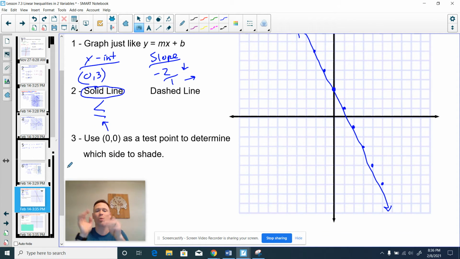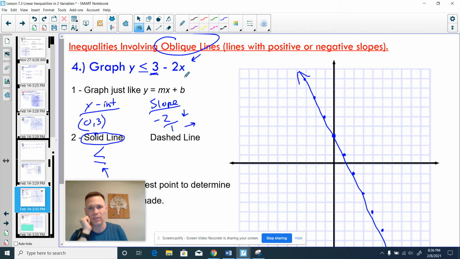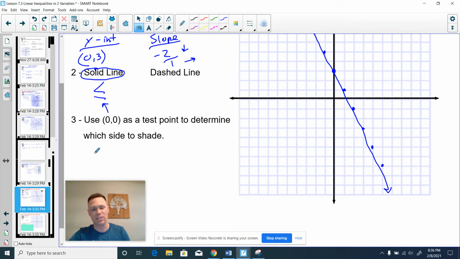And now here's what we're going to do to determine shading. Before, if it's a horizontal or a vertical line, that's really simple to know, like, I'm shading above this number, so it's going to be greater than, or I'm shading below, it's going to be less than. But if it's an oblique line, which is what we call this, which means it has a positive or negative slope, we have to do something different, and it's actually something we did earlier.